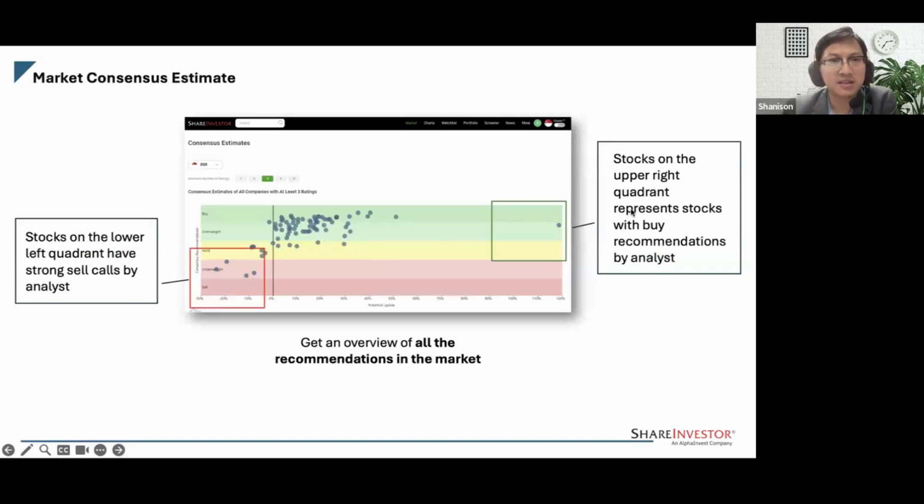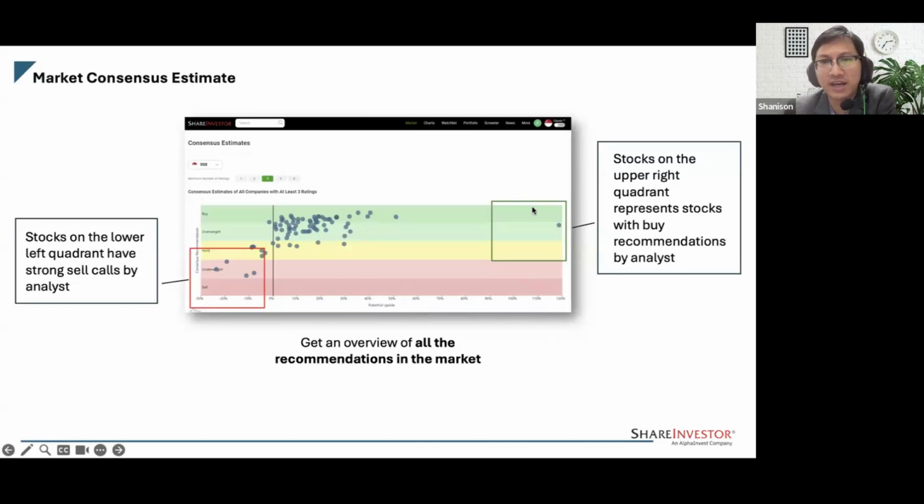Under the market consensus estimates, you'll be able to see these charts. For example, this screenshot shows the whole SGX market. On the left side, you can see a stock that has a strong sell call from the analysts. You can look at the chart as an X axis and a Y axis. One axis shows the potential upside; to the right side means a higher upside potential. The other axis is the consensus rating: is it a buy call or a sell call from the analysts?